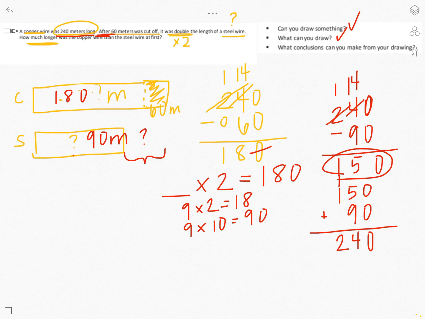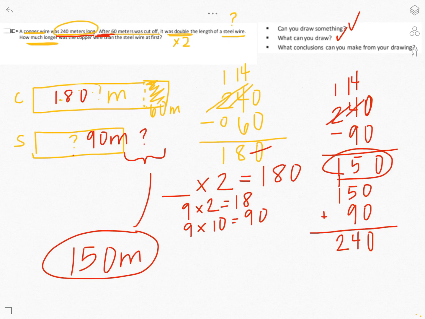Yay. Okay, now, what is my final answer here? Well, my final answer should be that the copper wire was 150 meters longer than the steel wire at first. 150 meters is that missing question mark right there. Be sure that you have your work on your paper for this problem as well. If you need to go back and re-watch parts of the video to get your work in, go ahead and do that.